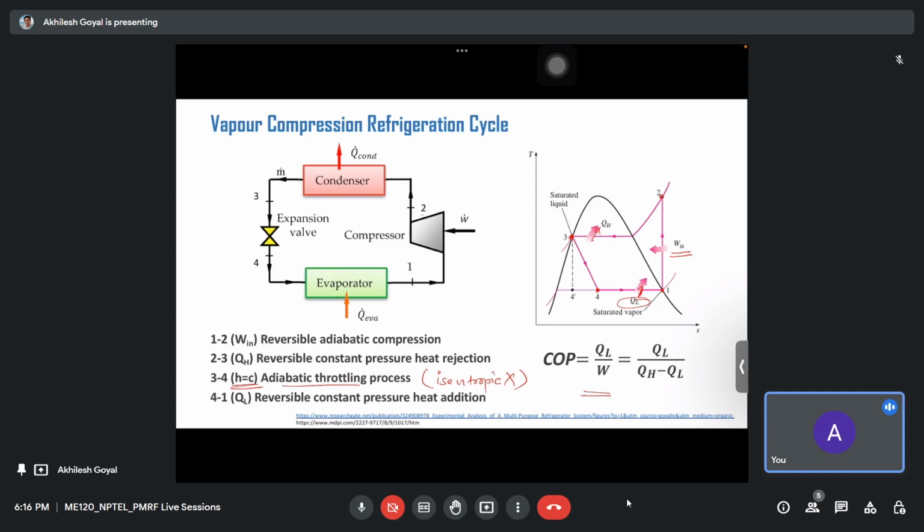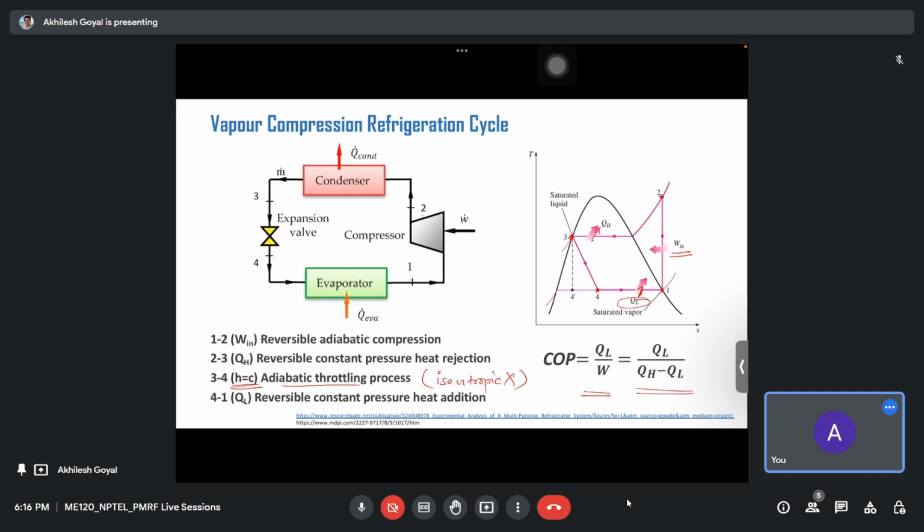Okay. In the case of a heat pump, what is the desired effect? QH is the desired effect. So the COP of a heat pump will be QH by W. But the COP of refrigeration is QL by W, because the desired effect is QL, the heat absorbed in the evaporator, and W can further be written as QH minus QL. That's how the coefficient of performance of the vapor compression refrigeration cycle is given.